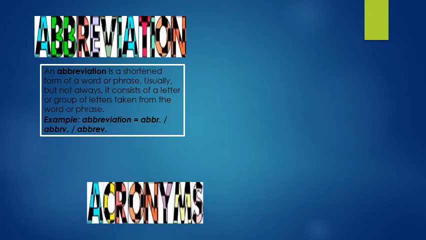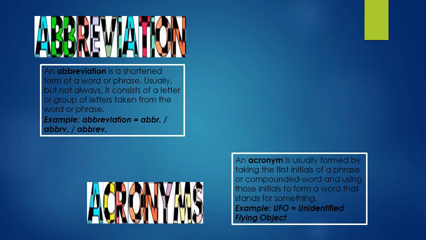Our next one is acronyms. An acronym is usually formed by taking the first initial of a phrase or compounded word and using those initials to form a word that stands for something. Like UFO is unidentified flying object. Okay, so now we are going to go through abbreviations and then we are going to do acronyms.